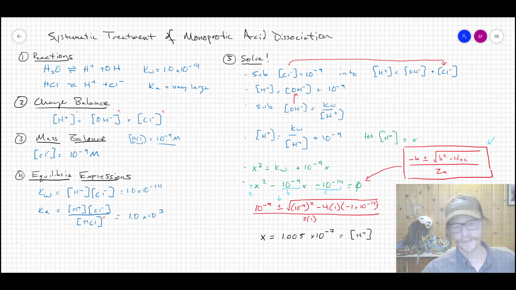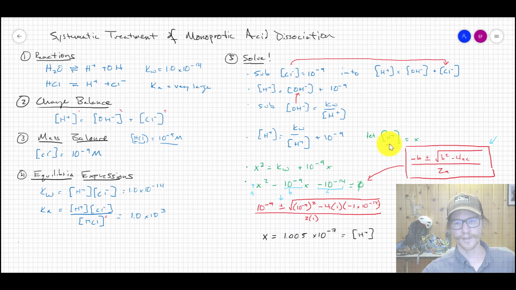Okay, if we solve that, what do we get? Well, we get a value of 1.005, the only real value of x that we get, times 10 to the minus 7. Remember, that was equal to H plus. So the negative log of this is what's going to give us the pH value.